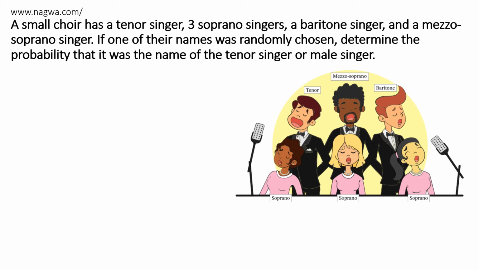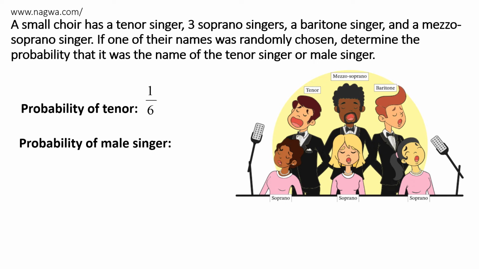So merong 3 babaeng soprano, isang lalaking tenor, isang lalaking mezzo-soprano, and isang baritone na lalaki din. Now, we are tasked to determine the probability that it was the name of the tenor singer or a male singer. So, ang probability of tenor is 1 over 6 kasi isa lang naman yung tenor doon sa singers natin na 6. Probability of male singer is 3 over 6 kasi 3 yung lalaki dun sa 6 na singers.